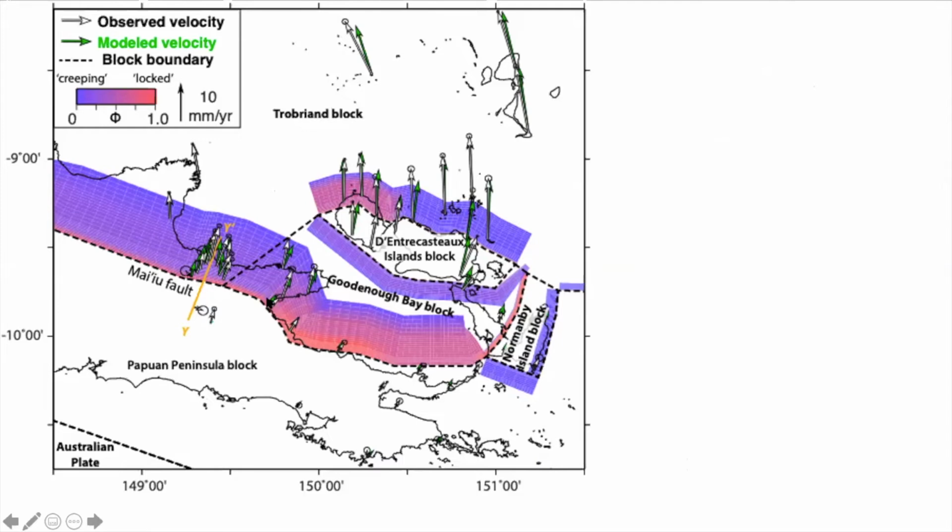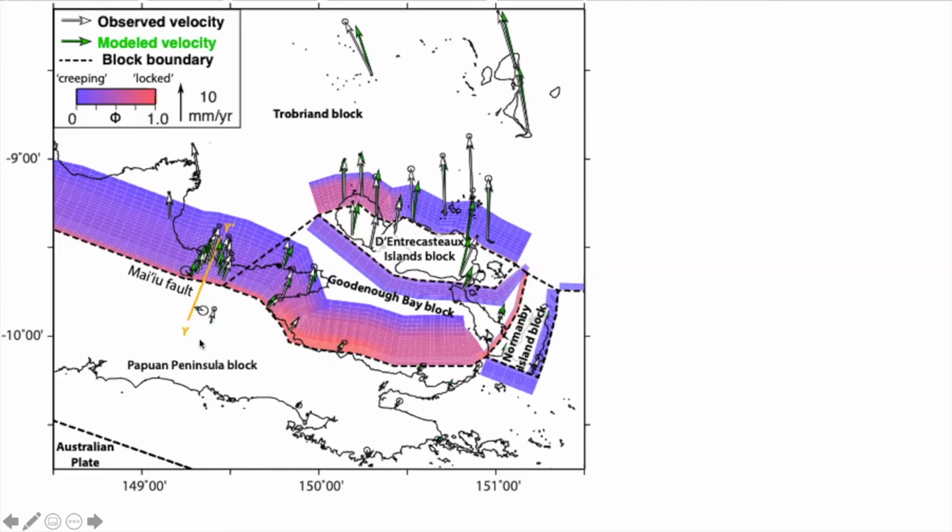The coupling coefficient, or the degree of coupling, is shown in pink and purple, where pink is more strongly coupled, so that would be fault locking, and purple is less coupled, where we infer that the fault is creeping. You can see that along the Mayu fault near our transect, we have only very shallow locking. So this pink region right along the fault trace extends down to about 2 kilometers depth, at which the result transitions to a creeping fault below that depth. So we infer really shallow locking out of these models.